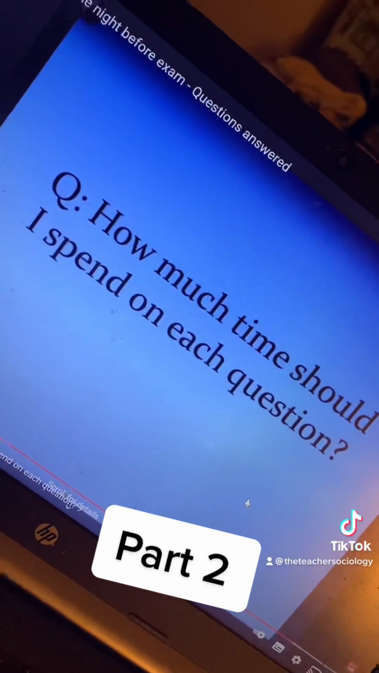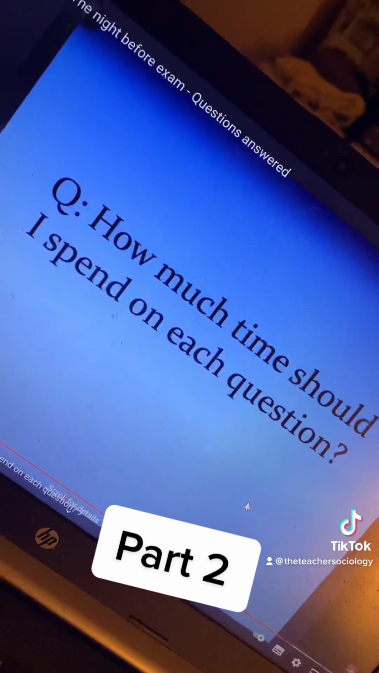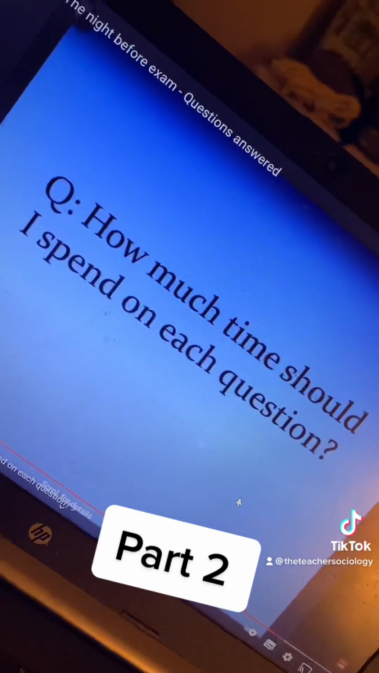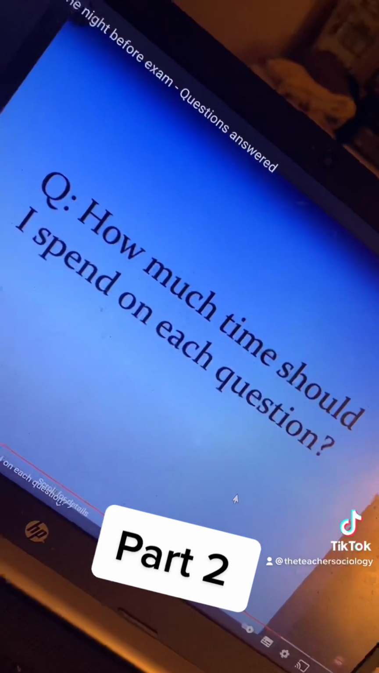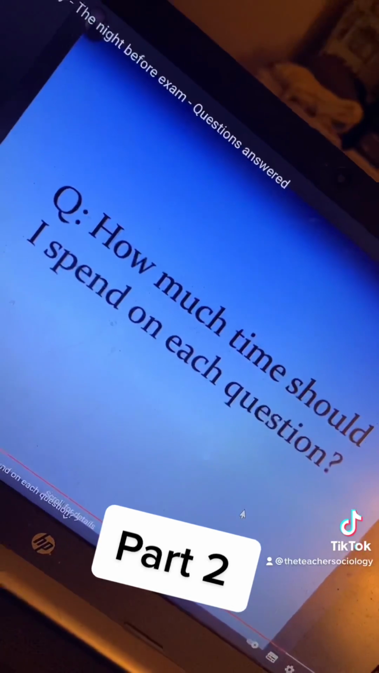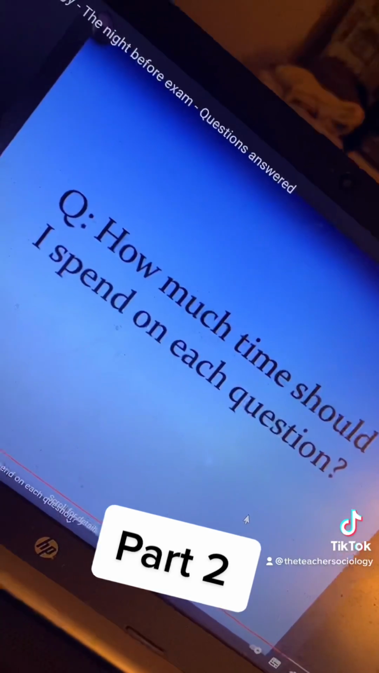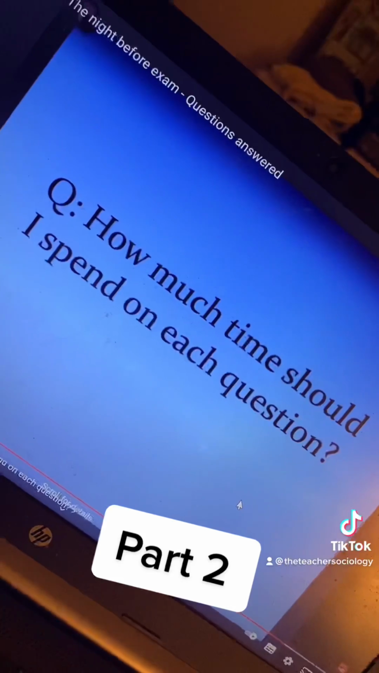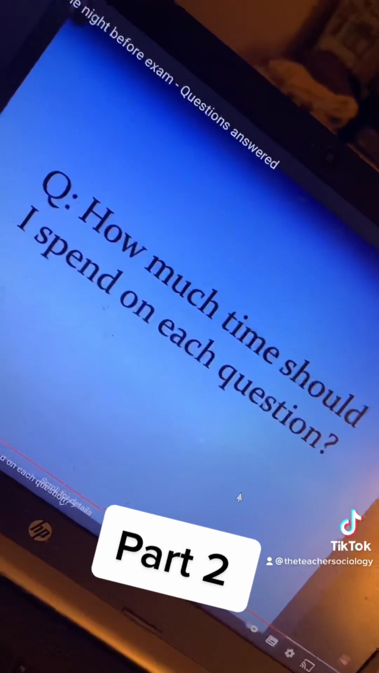Now, you might answer them in a different order. So you might look at the 30 marker and go, hey, I'm going to answer that one first. Fab, just work out your timings. If you have extra time, make sure that you're adding that in as well. But that's how long you should be spending. Okay, and it's however much you can write in the time allowed is how much we're expecting to see.